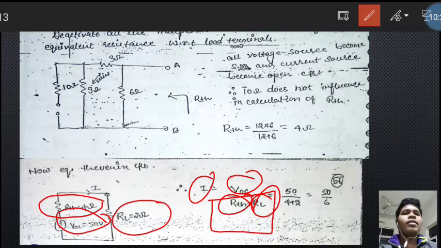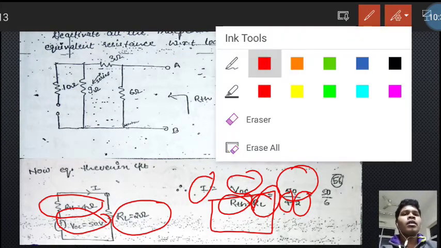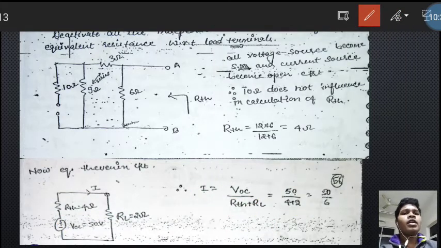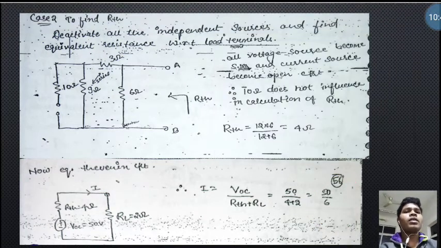So the open-circuit voltage is our Thevenin's voltage, that is 50 volts, divided by Thevenin's resistance, 4 ohms, plus the load resistance, which is 2 ohms. After calculating this, we get 50 divided by 6 as the total current flowing across the 2 ohm resistance, that is, across the load. Okay, this is our solution.